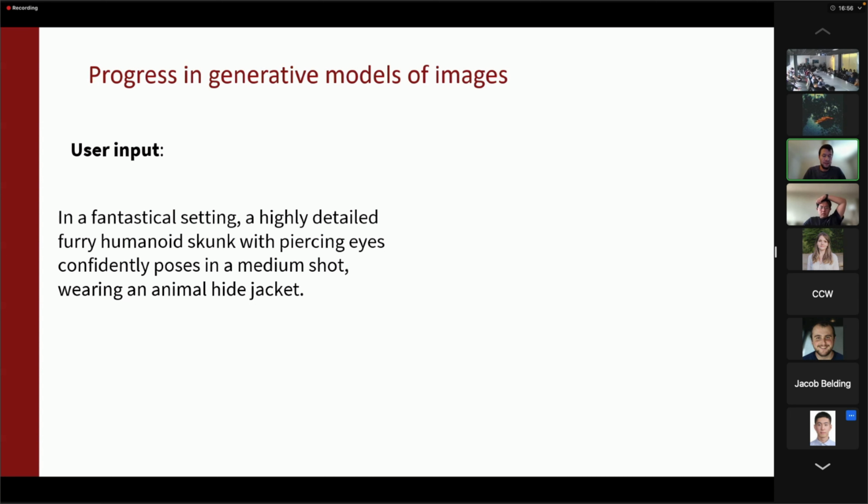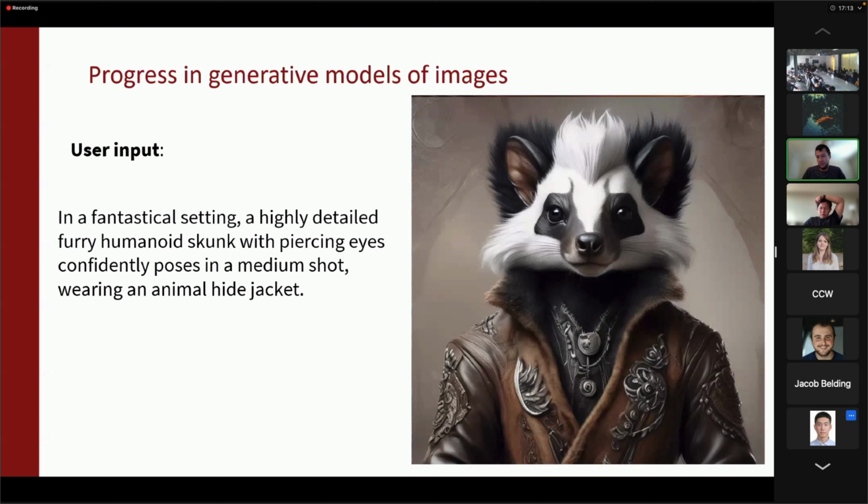I've mostly been working on generative models of images and things like text-to-image models, where you can provide an input like the caption that you see here: in a fantastical setting, a highly detailed furry humanoid skunk with piercing eyes confidently poses in a medium shot wearing an animal hide jacket. And you can get the diffusion model to generate an image corresponding to this caption, and you can get results that look like this. So, a pretty incredible level of detail, very good quality images that are pretty well connected with the kind of description that is provided by the user.